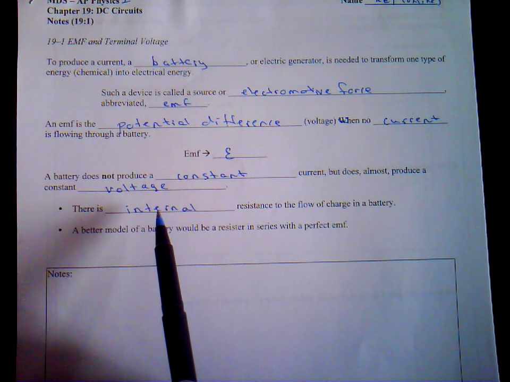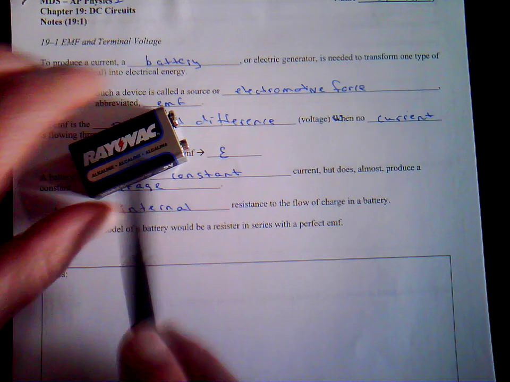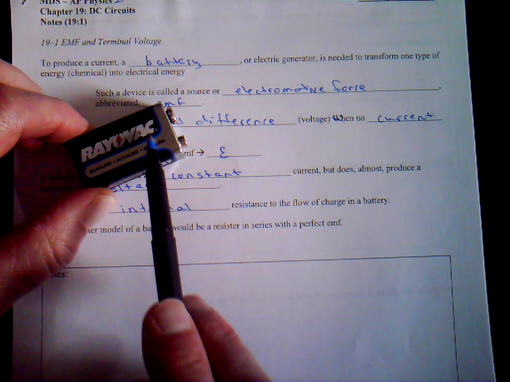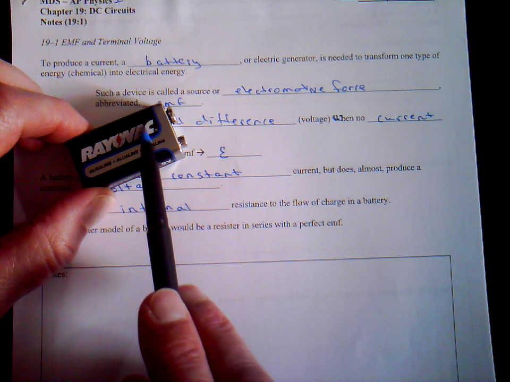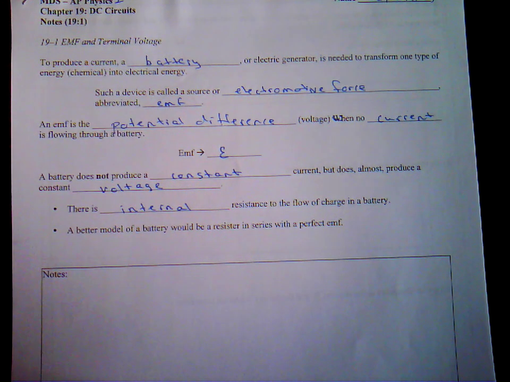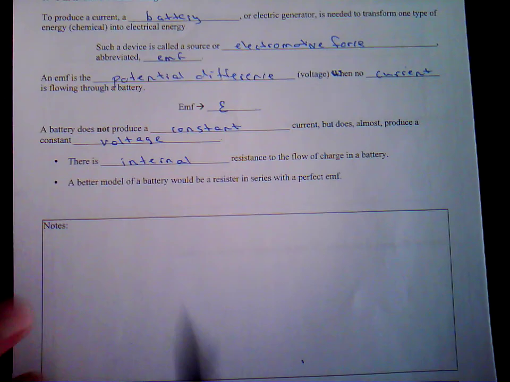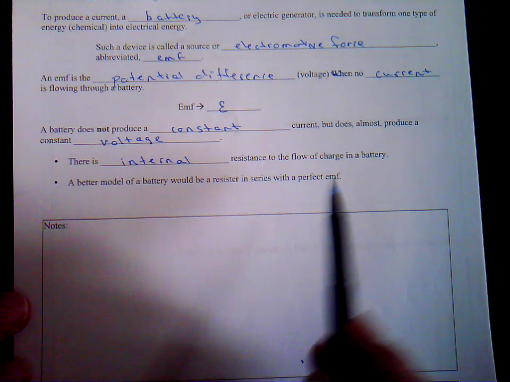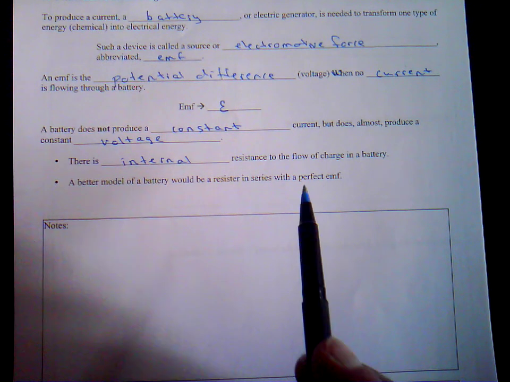For any battery, there's an internal resistance to the flow of charge, because in order for this charge to flow, there's actually a chemical reaction occurring in this battery. And that chemical reaction does not occur instantaneously. It takes time, so that's called the resistance to this flow of current in the battery. An actual better model of a battery would be a resistor in series with a perfect EMF, or a perfect voltage source. So let's take a look at this and see how that works.